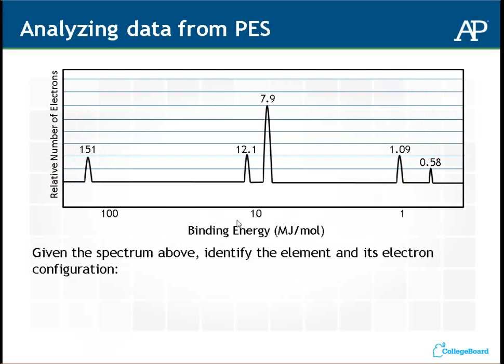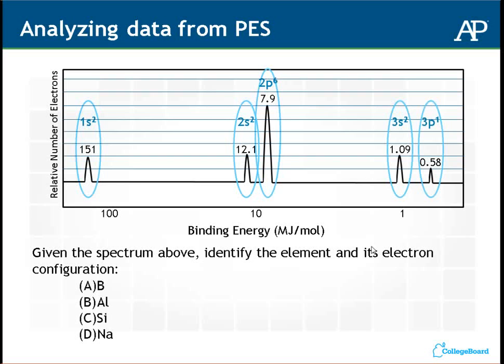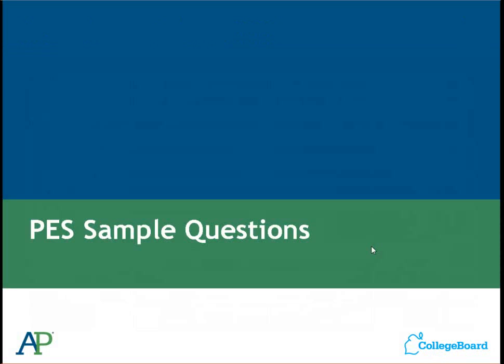Alright, so let's identify the element here and its electron configuration. So the highest peak is going to be the 1s, so it would be 1s. 2s, 3 times higher, that must be a 2p with 6 electrons. 3s, 3p. The 3s, the s's all have 2, this would only have 1, so that's going to be a 3p1. And the element that ends with 3p1 is aluminum. So let's take a look. Our choice is there, so this is going to be aluminum.